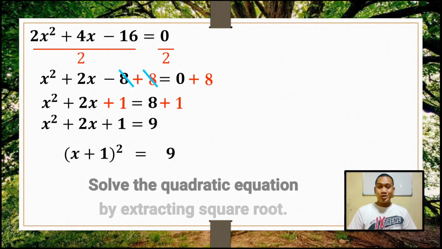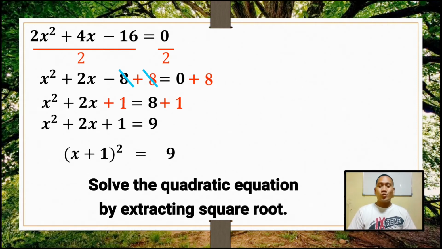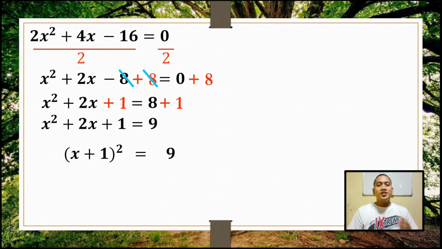At this point of our solution, we can now apply extracting square roots for the reason that our quadratic equation is in the form x squared equals k. Just bear in mind, dear learners, the properties with respect to the roots of our quadratic equation in x squared equals k form. If our k is greater than 0, then we will be expecting to have two real solutions. From this, our k is represented by 9, and of course, we are expecting to have two real solutions at the end of our solution.